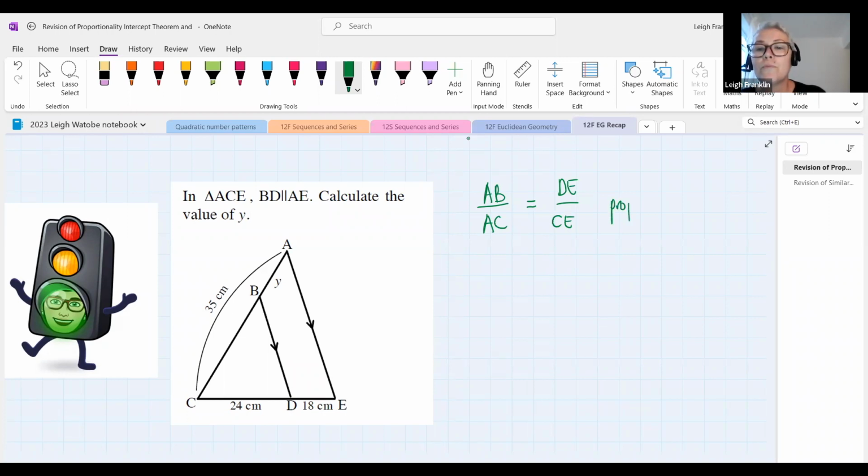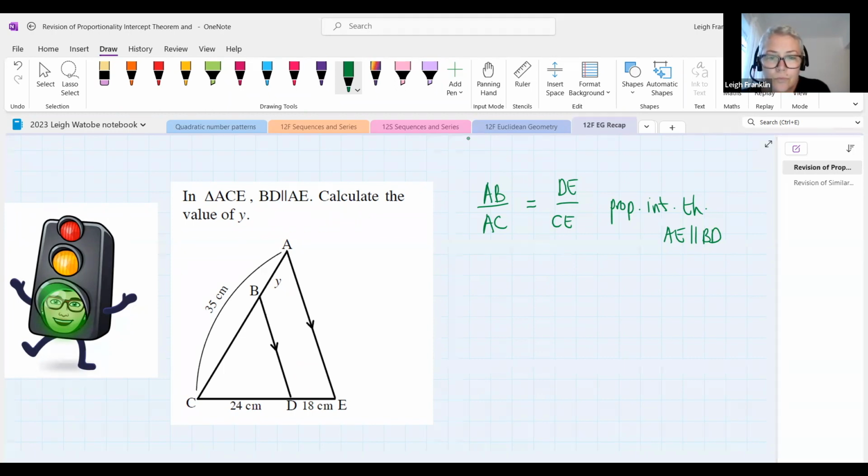Proportion theorem. Good. Well done. Parallel lines. Perfect. Well done. All right, and now go ahead and substitute.